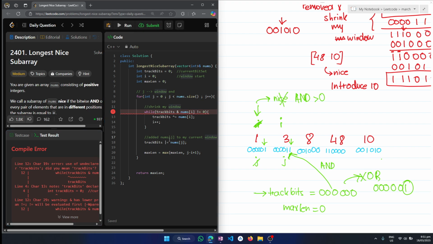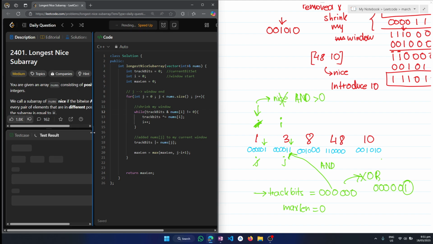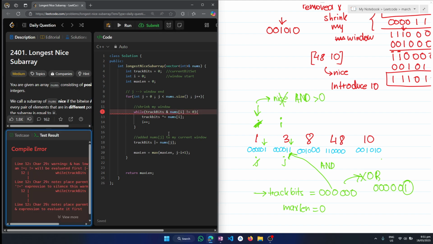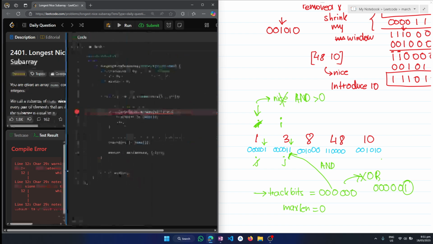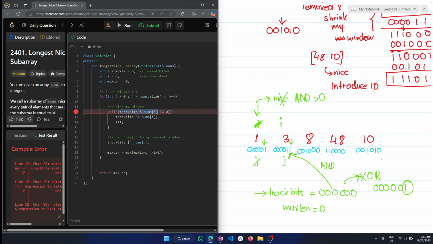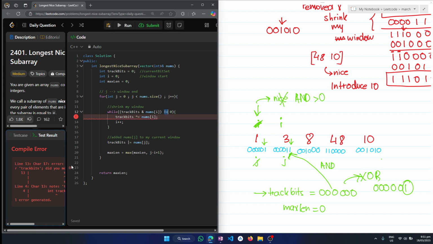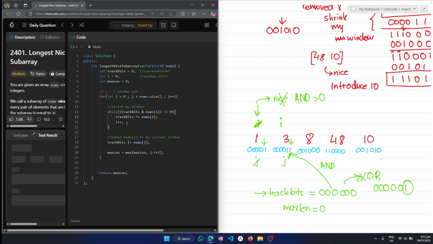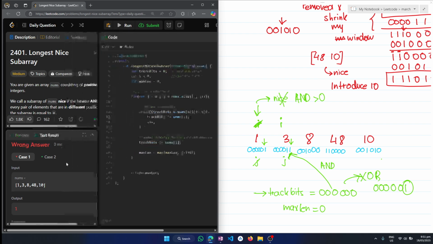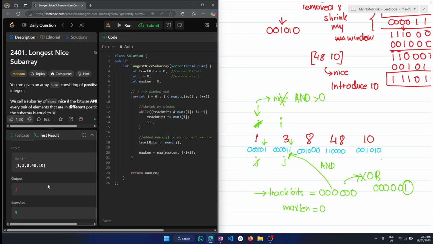It did not. Why? Because I wrote incorrect spelling over here. Compile error. While track bits, AND has lower precedence, so I need to wrap this around brackets. Track bits, B capital. Okay, let's see if it passes all the test cases. It does not. Why is that so? What answer I am getting out of this is 1, whereas I should get a 3.